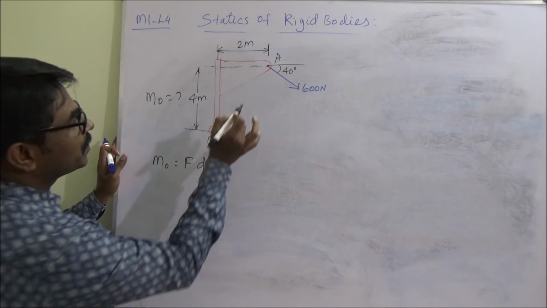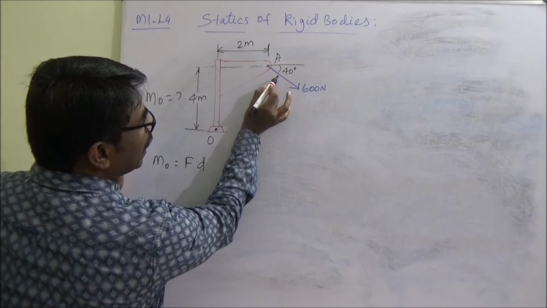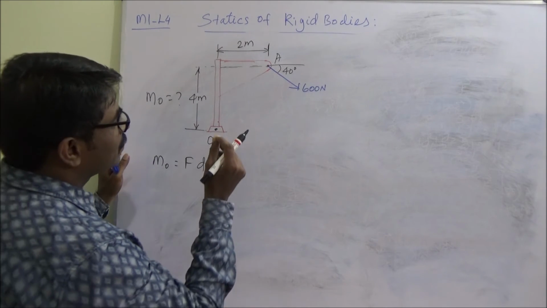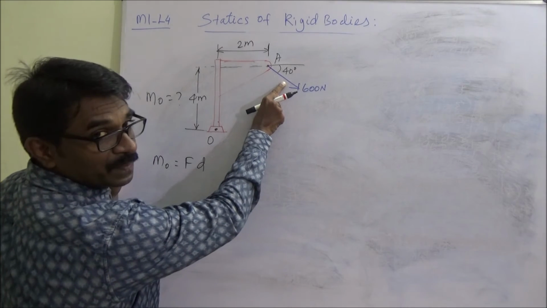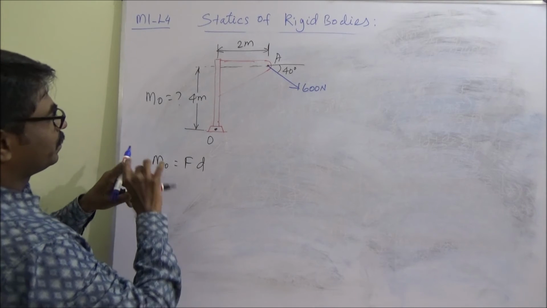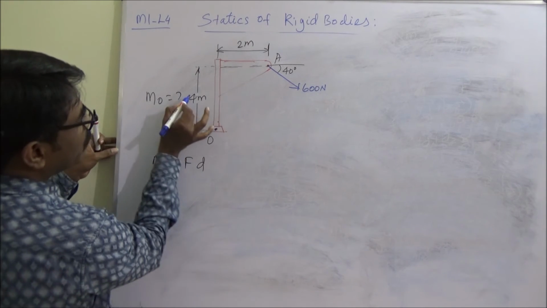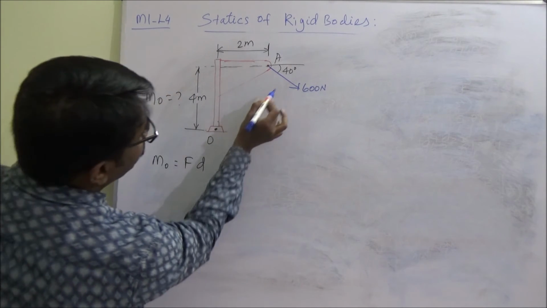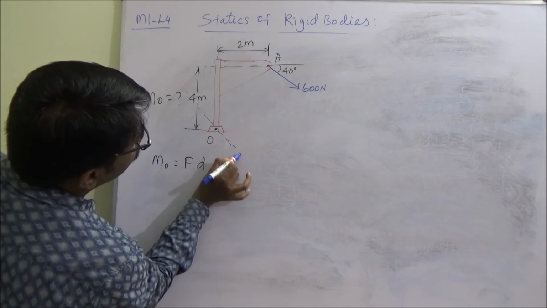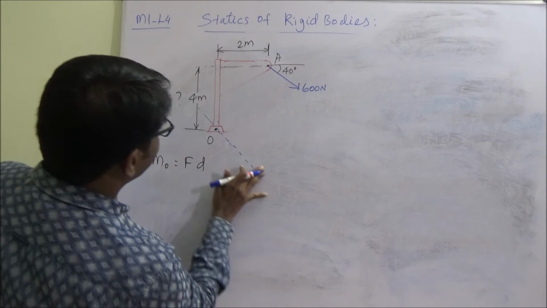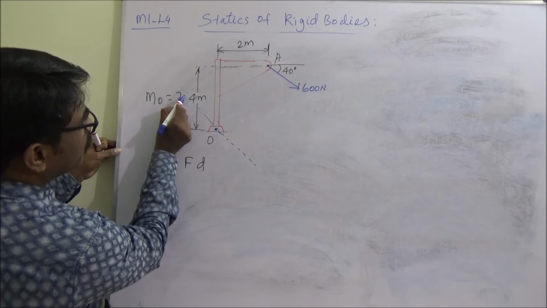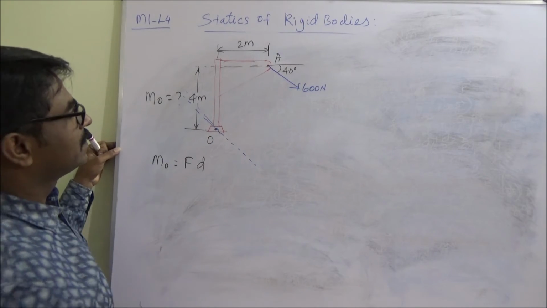Okay, so you draw an imaginary line, parallel to this force, passing through O. Okay, I am drawing a parallel line. I hope with this parallel, right? I am drawing a parallel line.